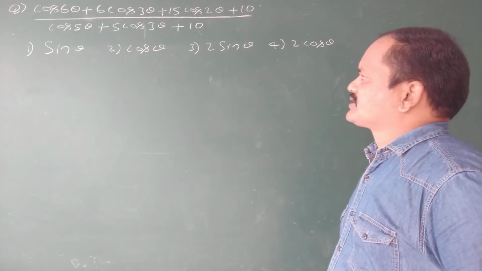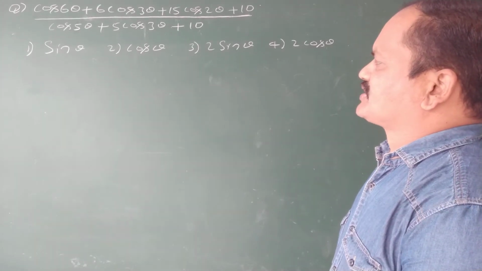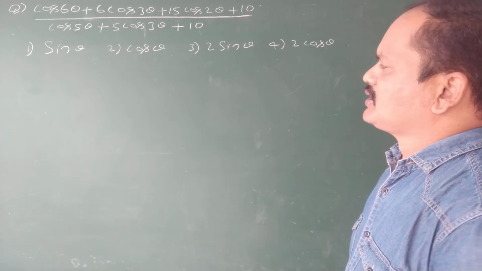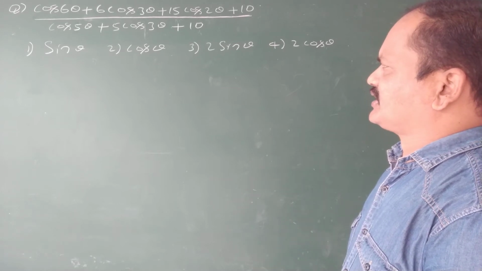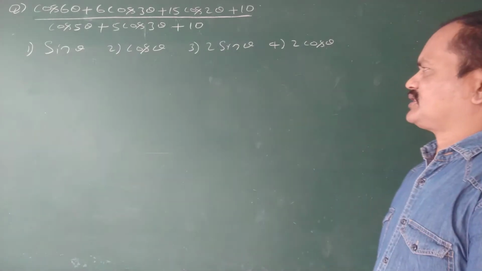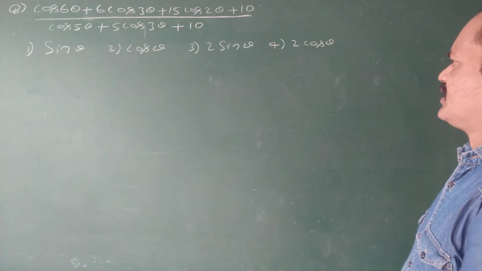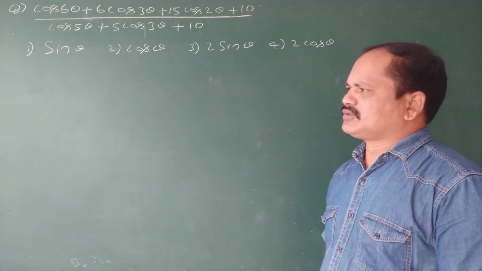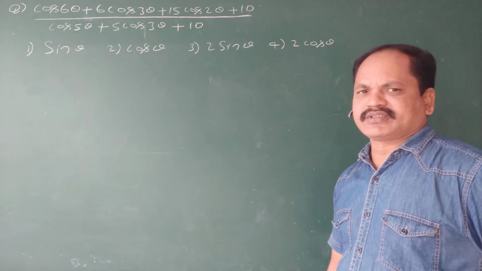Now the next question, that is cos 6 theta plus 6 cos 3 theta plus 15 cos 2 theta plus 10 whole by cos 5 theta plus 5 cos 3 theta plus 10. The first option sin theta, second option cos theta, third option 2 sin theta, fourth option 2 cos theta. Okay, now solve this question.